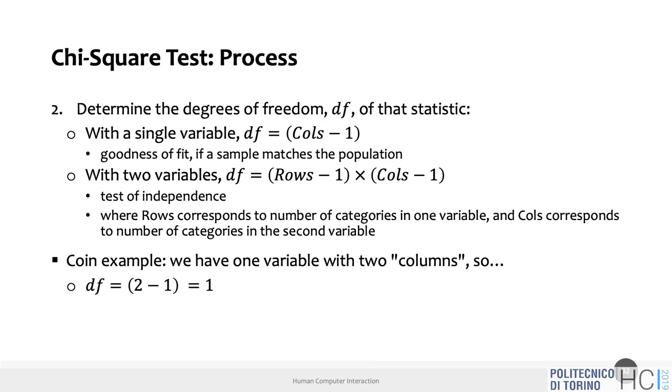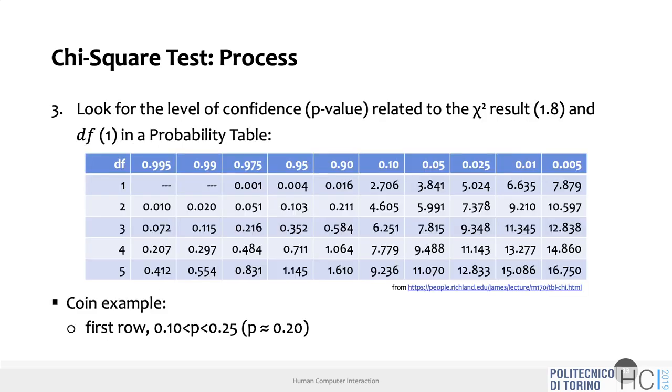So right now we have two numbers, 1.8, that is the chi-square value, and the degrees of freedom for our data, that is 1. What are we going to do with these numbers? Well, we are going to look at a table like this, which is already computed. For instance, here there is a link from which I got this table. That is a table for chi-square, in which you have certain probabilities on the first row, and in the first column you have the different degrees of freedom. Obviously this table here ended at 5, but it could be much, much longer than this.